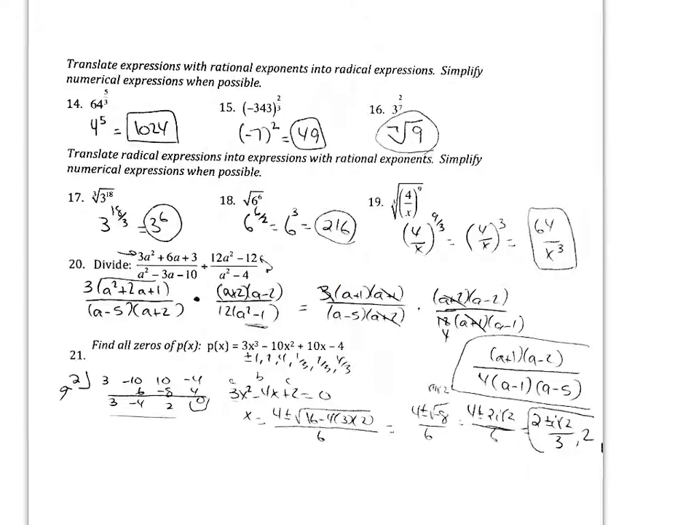All that leaves on the top is an a plus 1 and an a minus 2. All that leaves on the bottom is a 4, an a minus 5, and an a minus 1. And that's your answer. 21.